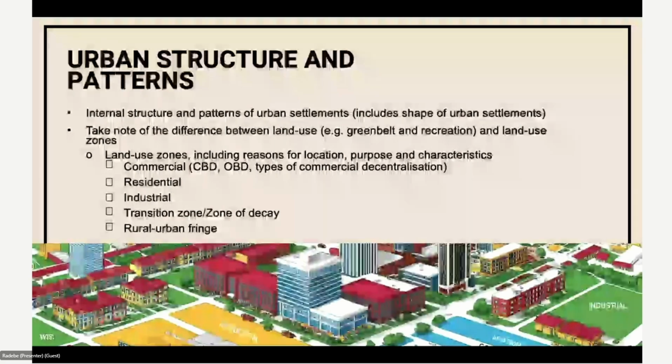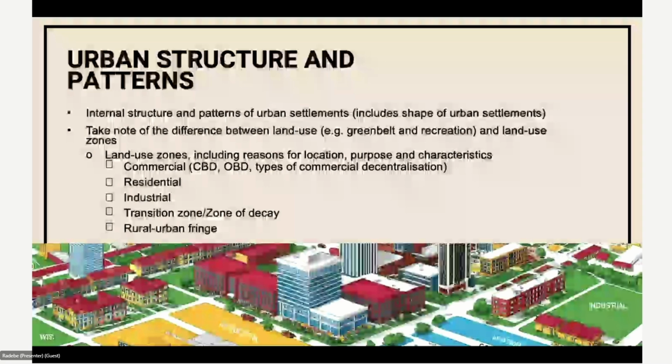Rural urban fringe is where the functions of rural and urban meet. It's outside the town, outside the city, obviously. That's where you get the golf course and others, sewage disposal, all these things, they are outside the city. So you need to explain to your learners, make sure that we give them proper examples in explaining that.